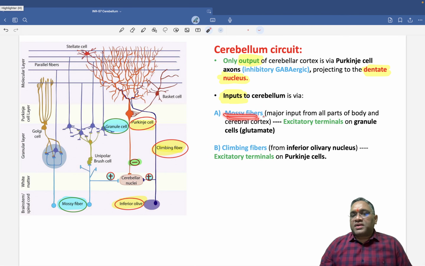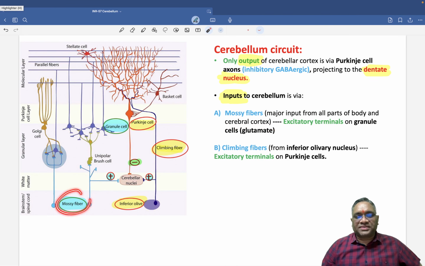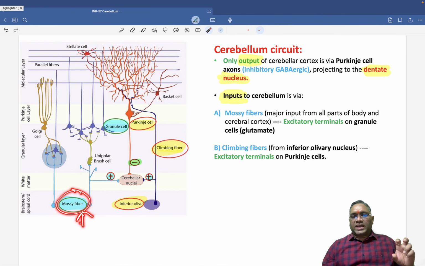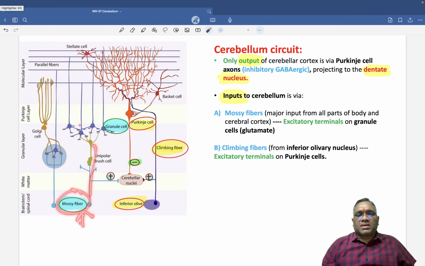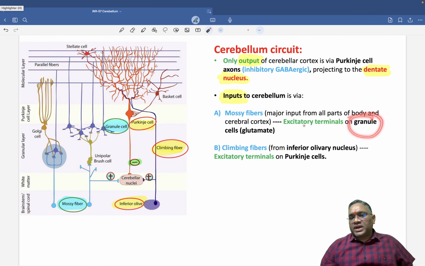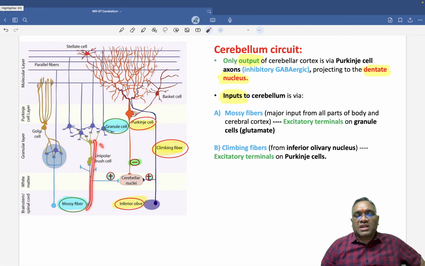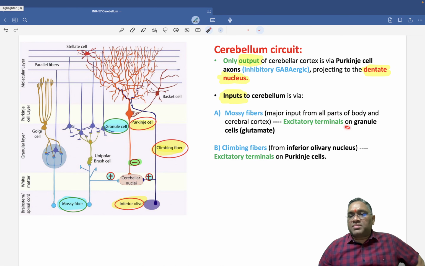So what is the mossy fiber? They carry major input from all body parts and the cerebral cortex, and they will be moving up and combining with granule cells. So they are excitatory terminals. As I said, mossy and climbing are both excitatory. They terminate, with the help of the unipolar brush cell, on the granule cell, and they are using glutamate because they are excitatory.